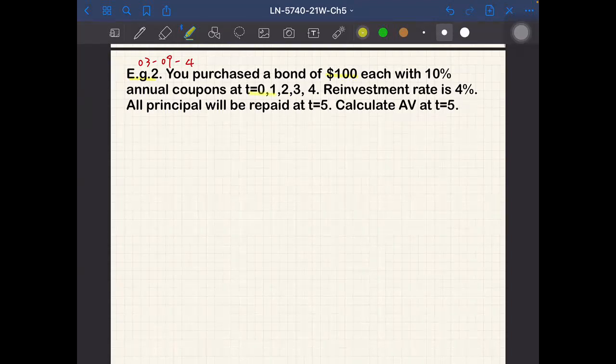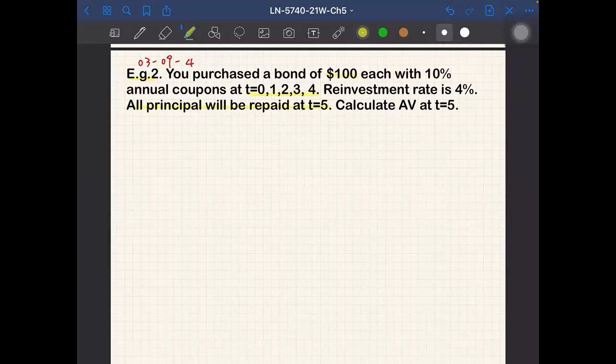So even though you have different timing to buy these 5 bonds, all the principal will be repaid at T equals 5. So the first bond is a 5-year bond, and the second bond is a 4-year bond, and the third bond is a 3-year bond, and so on.